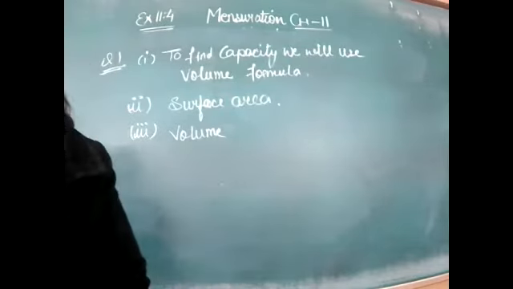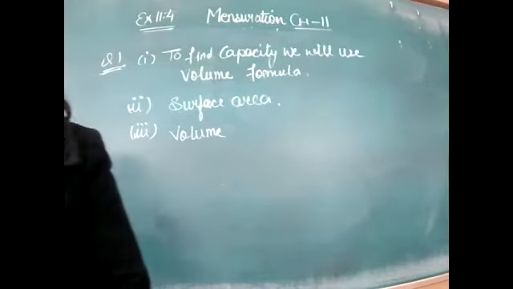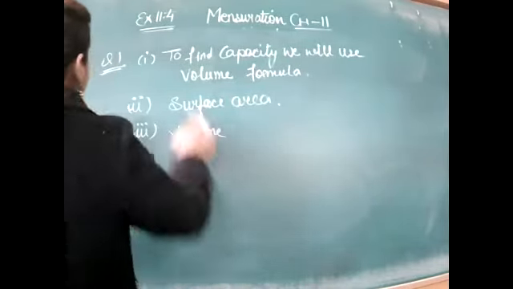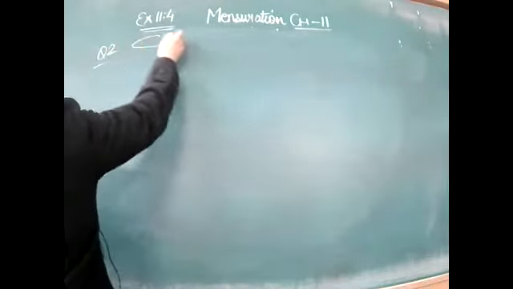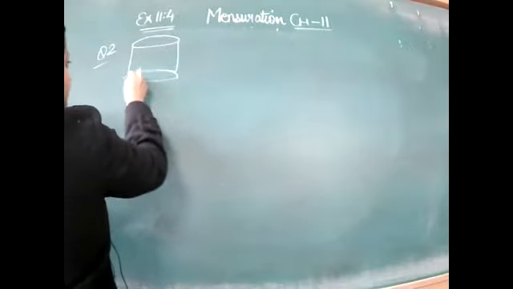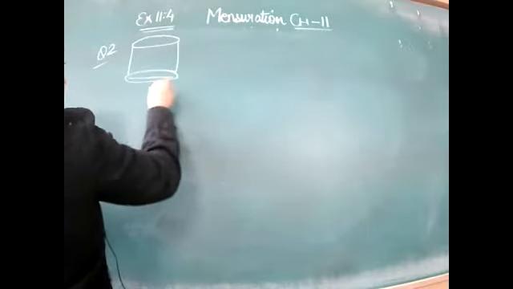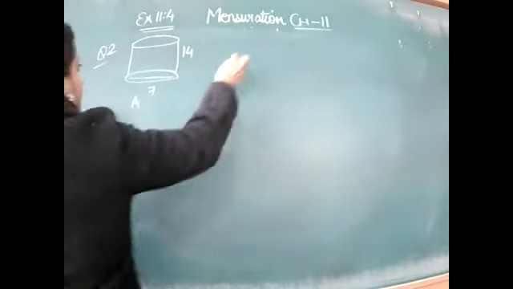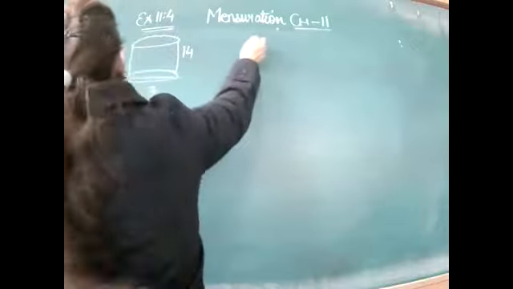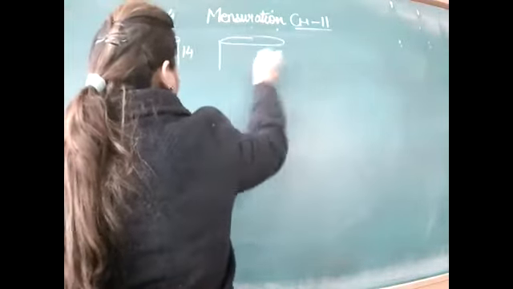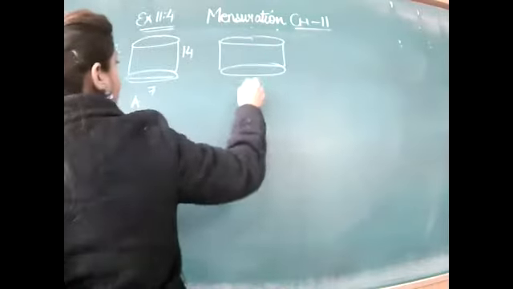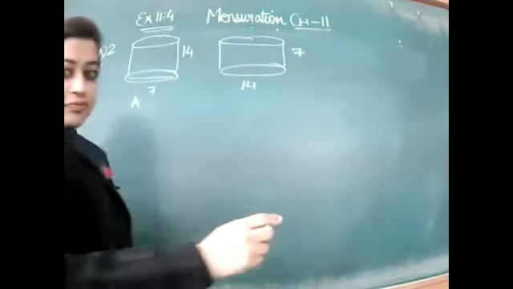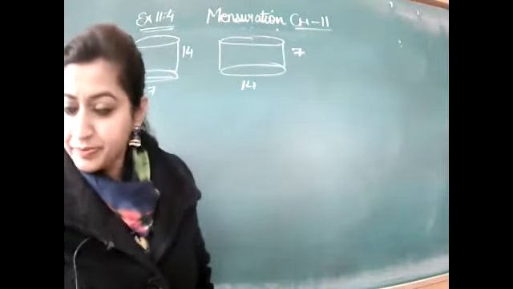Second question. Okay. Diameter of a cylinder A is 7 centimeter and height is 14 centimeter. Diameter of cylinder B is 14 centimeter and height is 7 centimeter. Without doing any calculations, can you suggest whose volume is greater? Verify it by finding volume of both the cylinders. Check whether the cylinder with greater volume also has greater surface area.